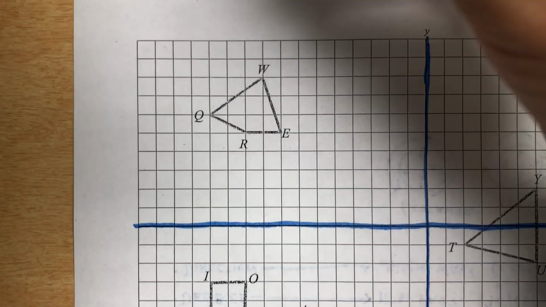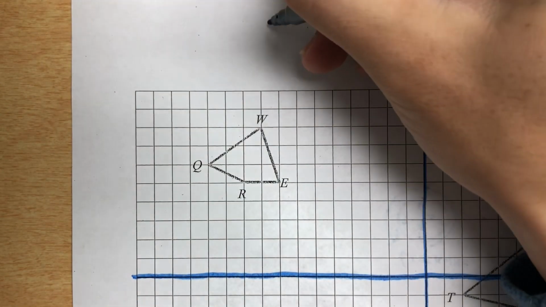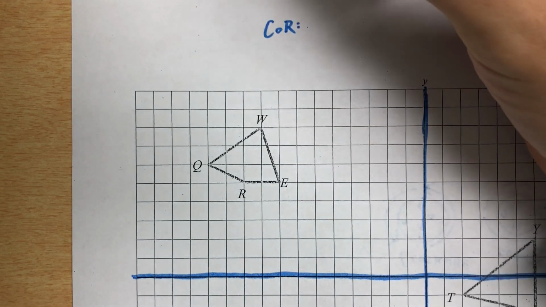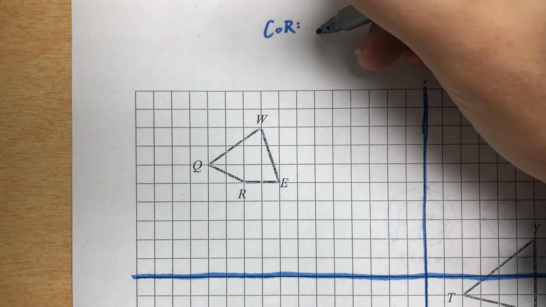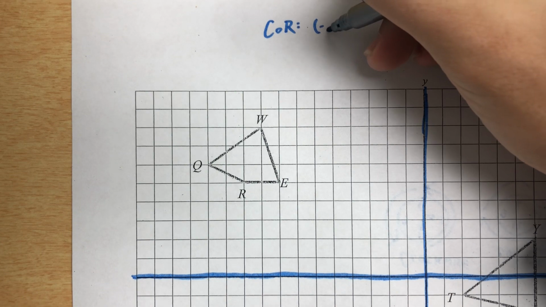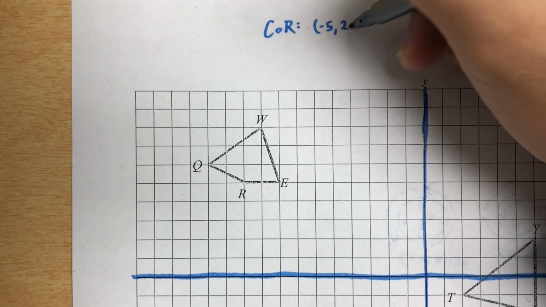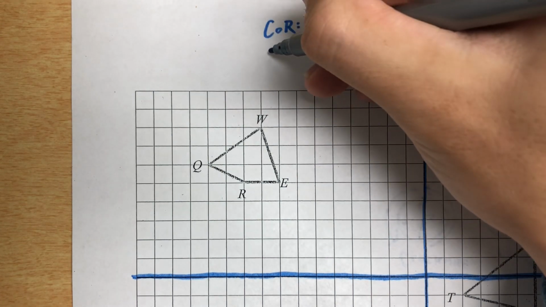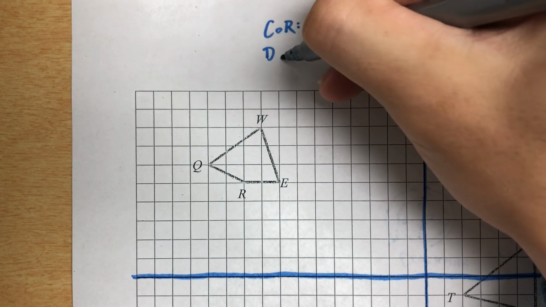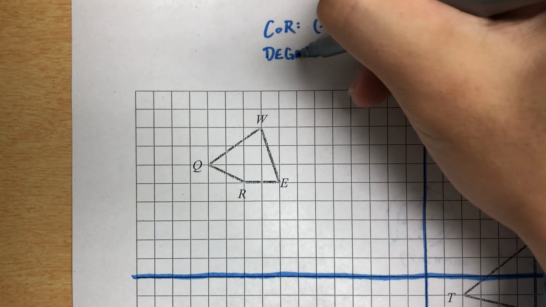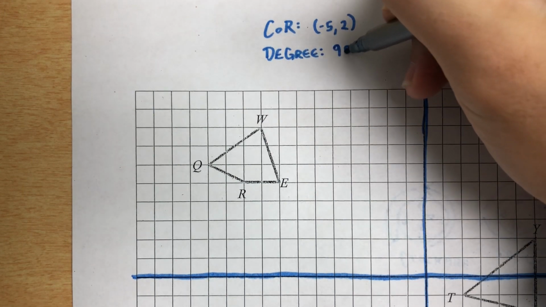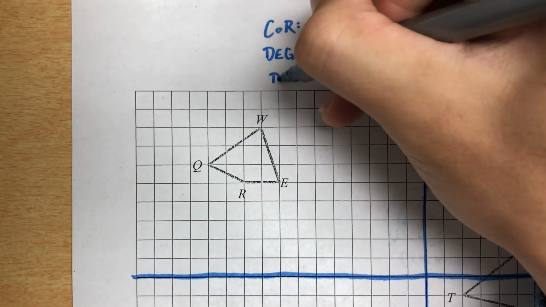And we're gonna rotate this, all right? I'm gonna list these things up here. Our center of rotation is going to be, let's just say -5, 2, all right? And then we're gonna say our degree is we're gonna rotate this 90 degrees, and we are going to rotate this clockwise.